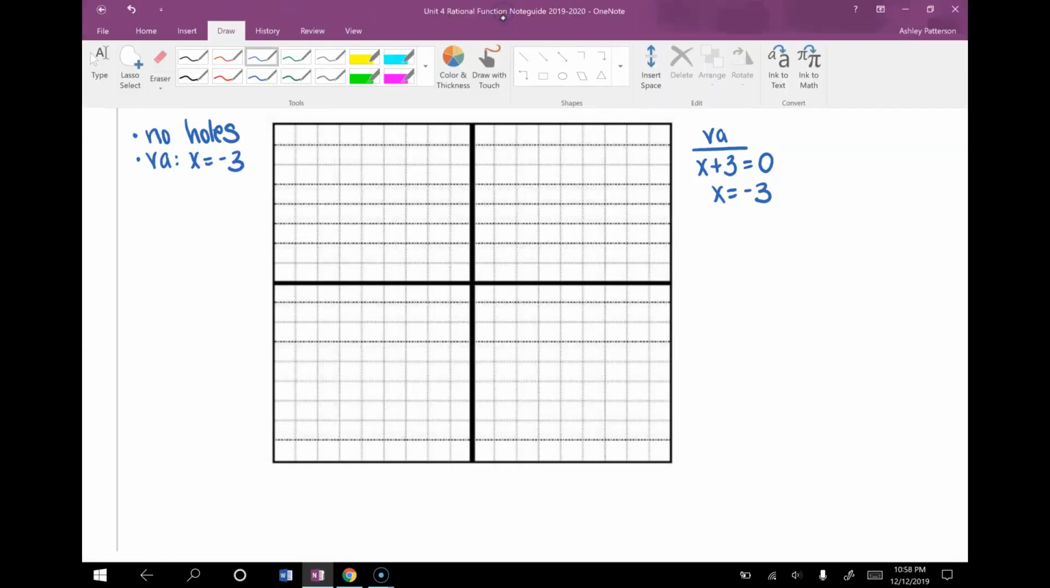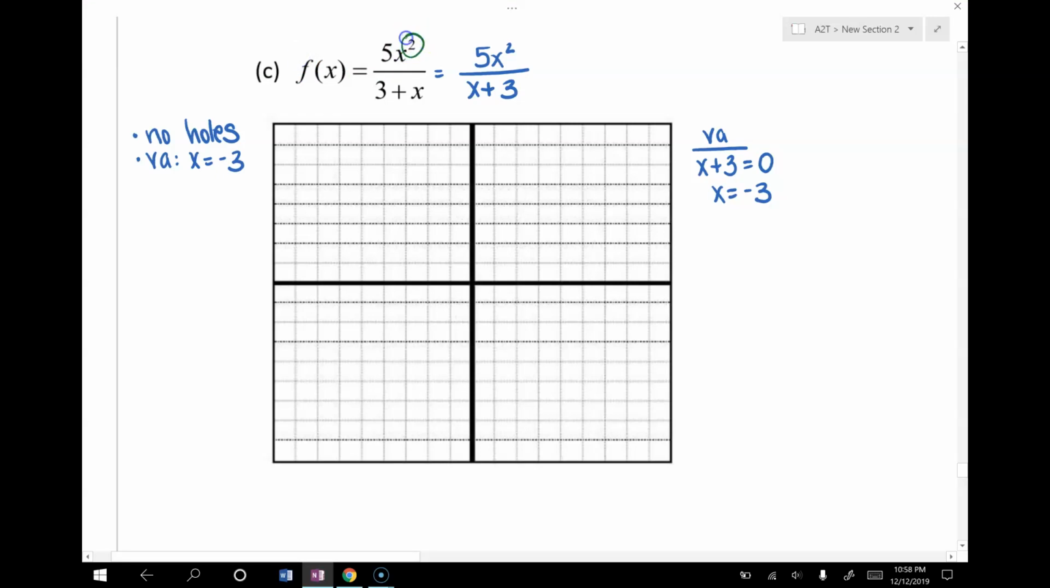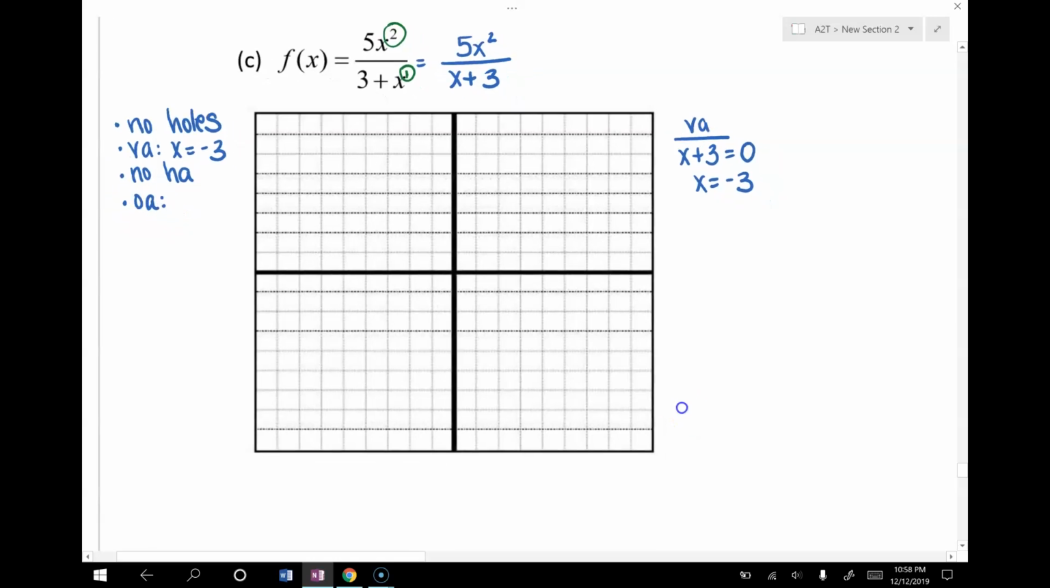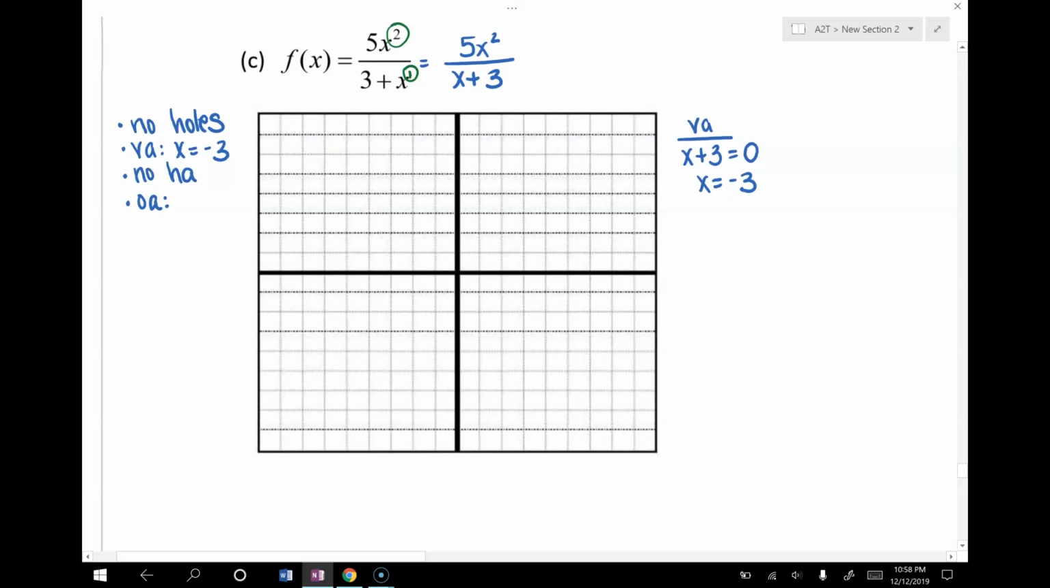Now, the degree of my numerator is 2. What's the degree of my denominator? Aha, it's a 1. So do we have a horizontal asymptote? No, we don't, because the degree of the numerator is 1 larger than that of the denominator. So we, ladies and gentlemen, are going to have an oblique. Yes, so excited. All right, in order to find it, we must take the numerator and divide it by the denominator. I am going to choose to use long division.